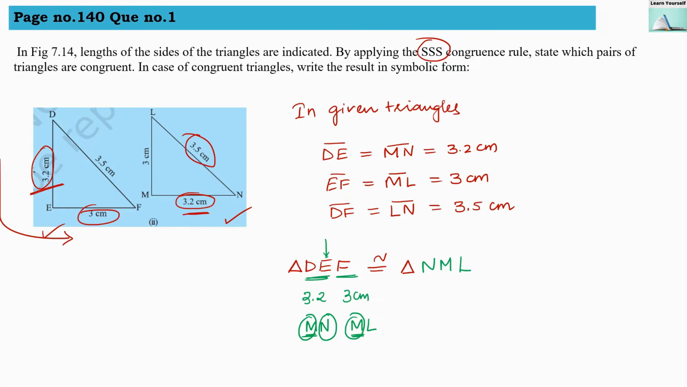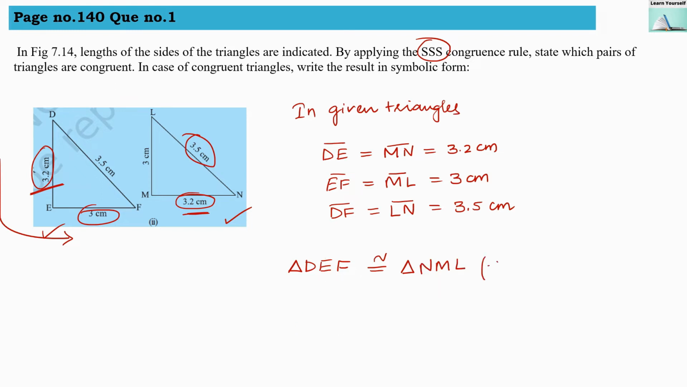Now let us check one more time. What is the measure of NM? NM is 3.2, yes, and ML's measure is 3. So yes, this is the correct name for this congruency. The triangle DEF is congruent with NML. That is how we are going to write the name from the side. From the angle, it is very easy, but from the side, it is a little tricky. You can follow this pattern and you can write it.